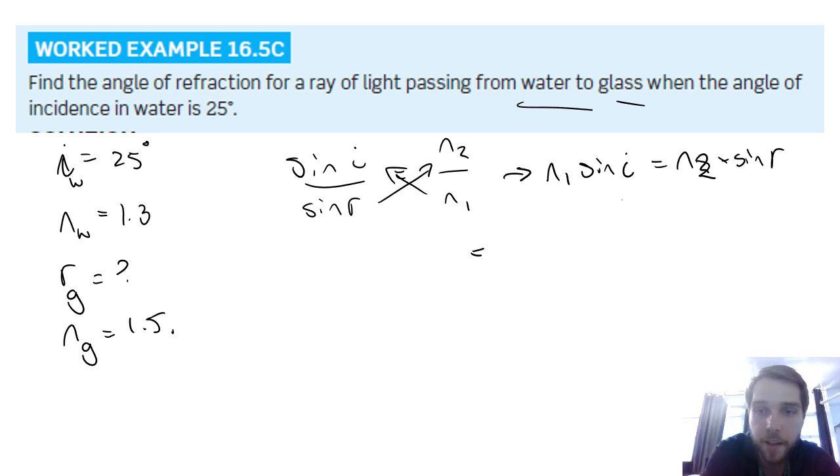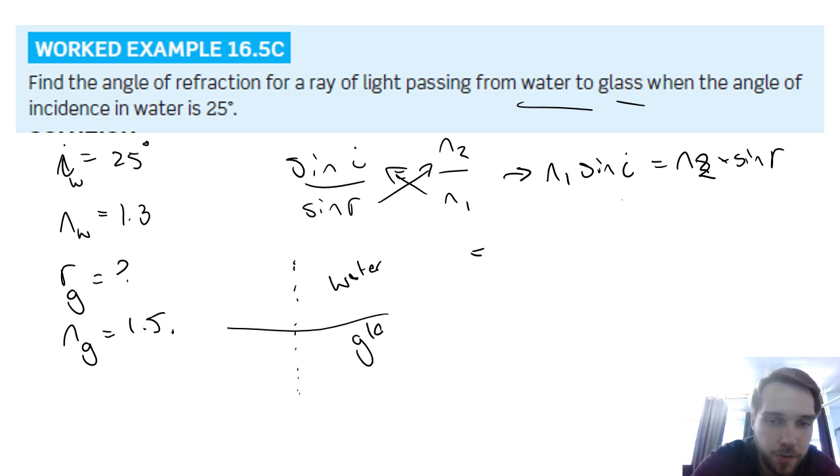So n1, that's originally in water. I suppose I should quickly draw this too. So we've got our two perspectives. We've got water up here, goes into glass. The angle is 25 degrees, and it's going to be refracted. It's more dense, so I suspect that it's going to be a little bit closer. Should be a little bit less than 25, I suspect.